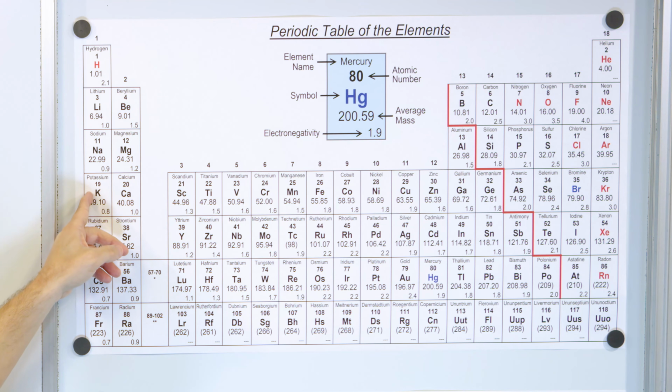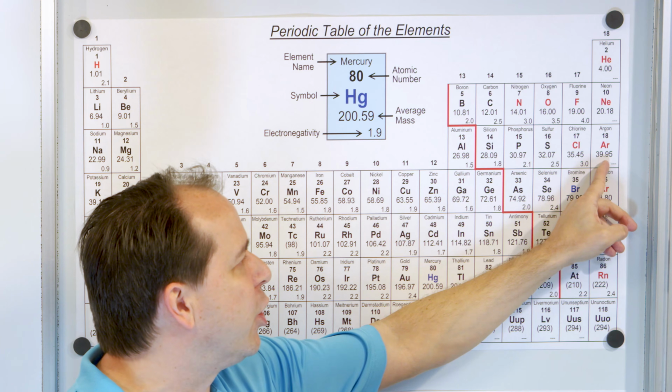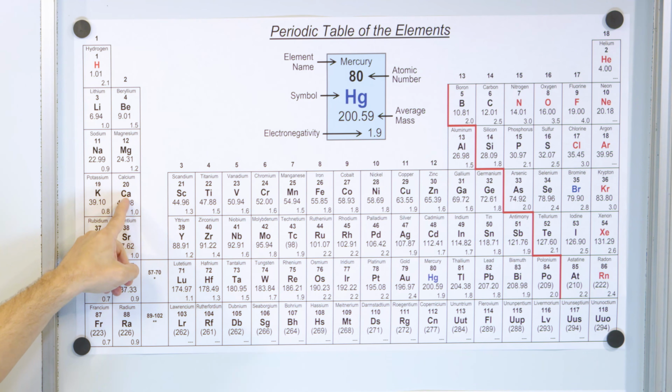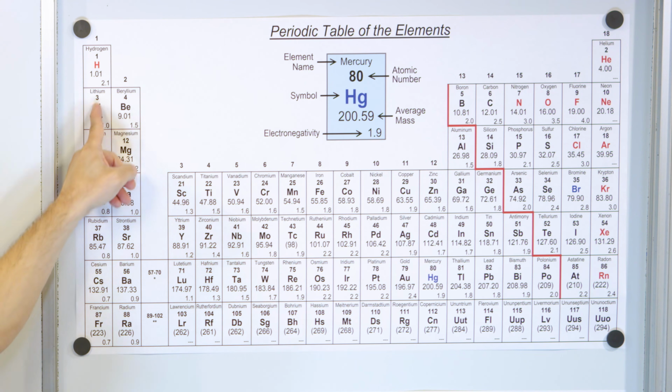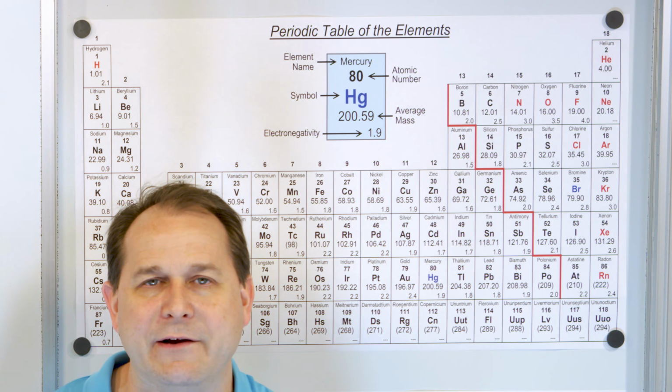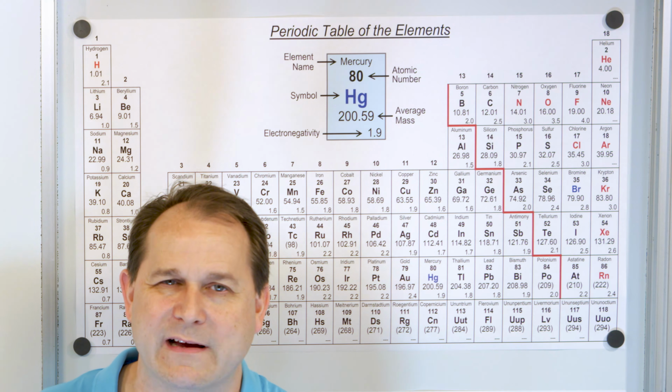It's going to energetically prefer, quote unquote, to lose an electron and look like argon. And so calcium, instead of losing 1, will lose 2 and again look like argon. So elements in this column generally tend to lose an electron, with the exception of hydrogen. Hydrogen can lose or gain electrons.